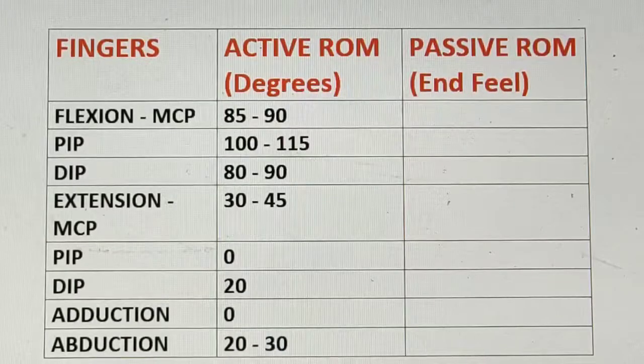Now for the extension of the MCP, which is the metacarpophalangeal joint, the active range of motion in degrees should be 30 degrees to 45 degrees. Now the PIP, again, the proximal interphalangeal joint, the active range of motion in degrees is 0, and the DIP, the distal interphalangeal joint, is 20 degrees. The adduction of the fingers, the active range of motion in degrees is 0, and the abduction of the finger joints is 20 degrees to 30 degrees. So here you go, guys. These are the normative values of the finger joints range of motion.